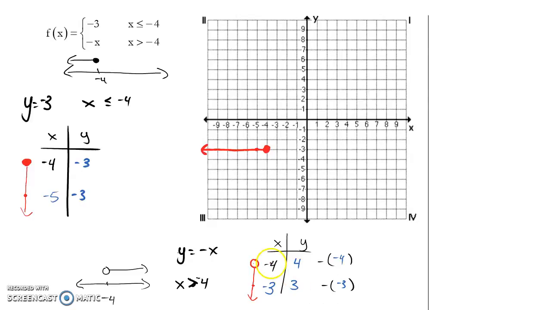Graphing this function with ordered pairs: negative 4, 4 with an open circle. Negative 3, 3 with a closed circle. Start at negative 4, go through negative 3, followed by the same line all the way through, and put an arrow on it. There's my piecewise function.